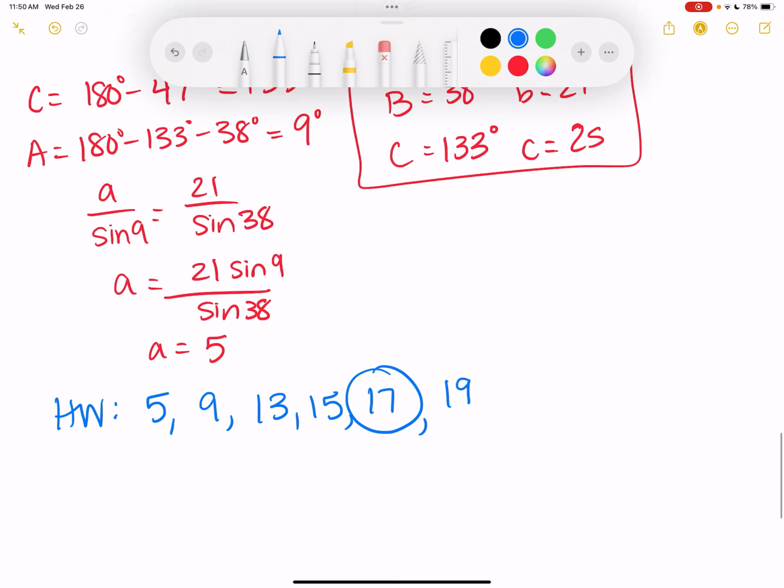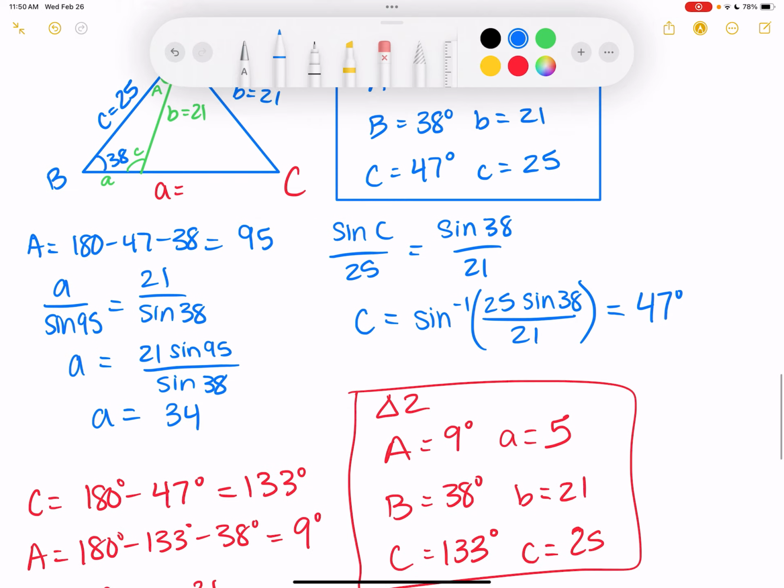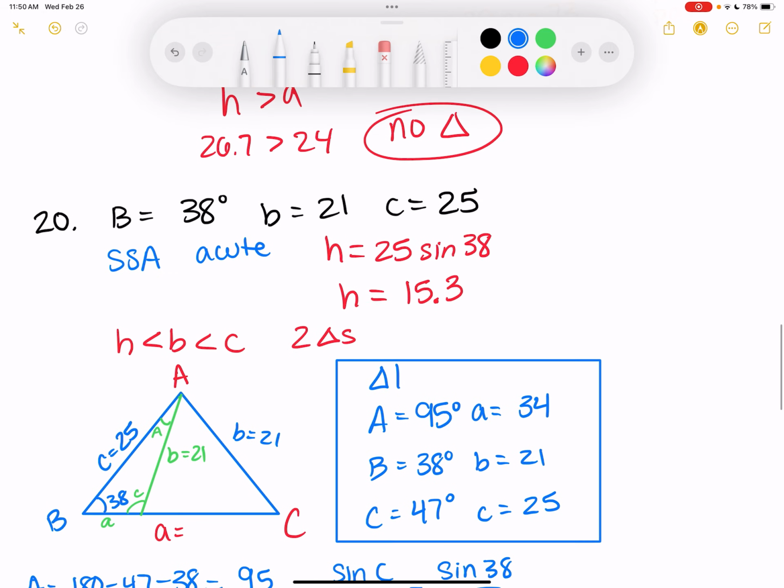So the nice thing is with 19, they tell you that it has 2 triangles. So yes, you should, just for practice, you should still show, because I'm not going to tell you on the test, this one is a 2 triangle problem. Okay.